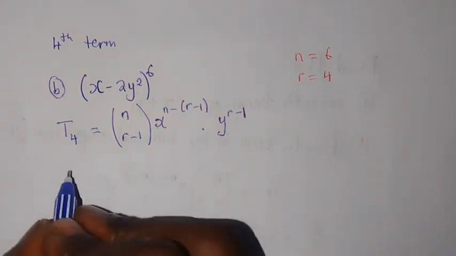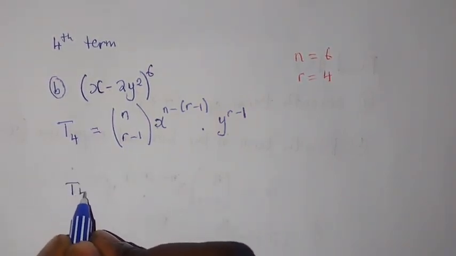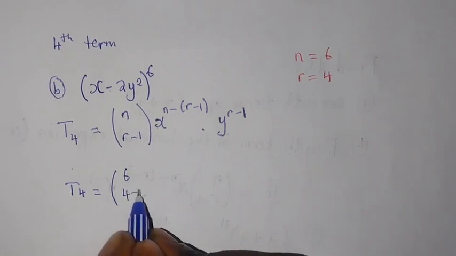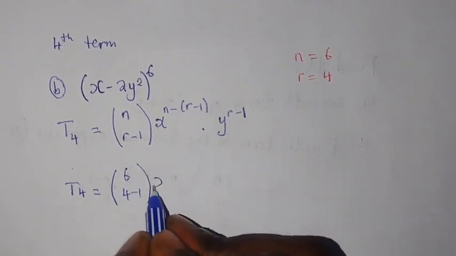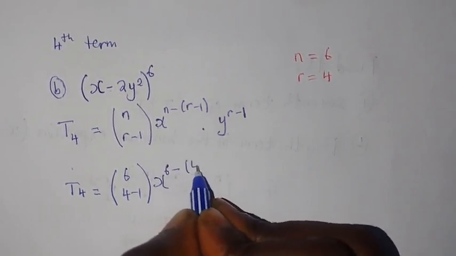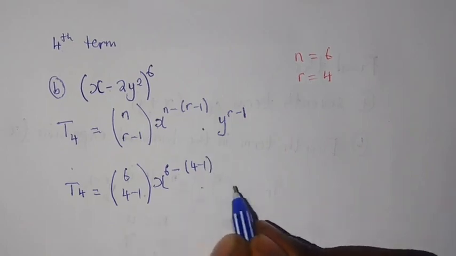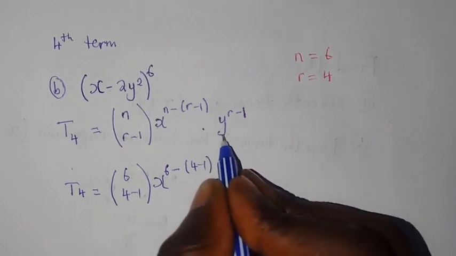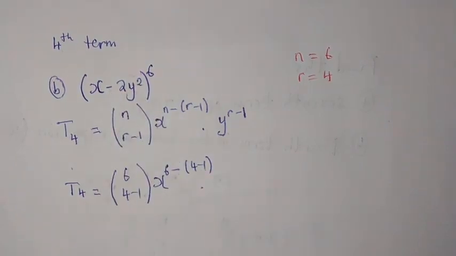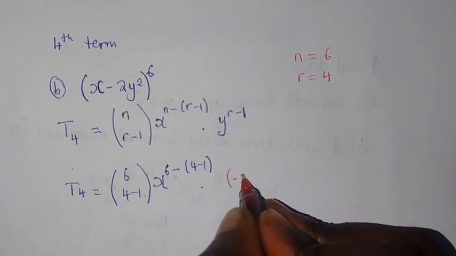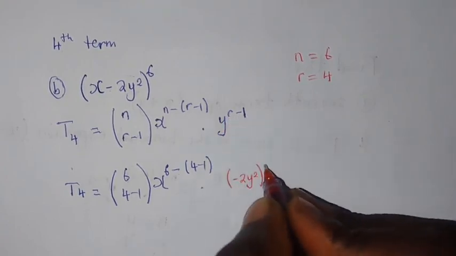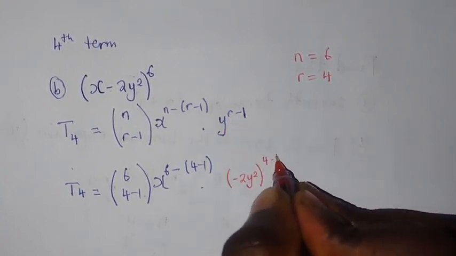So we are just going to substitute. We are going to write term 4 is equal to 6, then 4 minus 1. We have x, then here we have 6 minus 4 minus 1. Then times, now this r is this one right here. Let me just put it in brackets, which is negative 2y squared, which will be raised to the power of 4 minus 1.